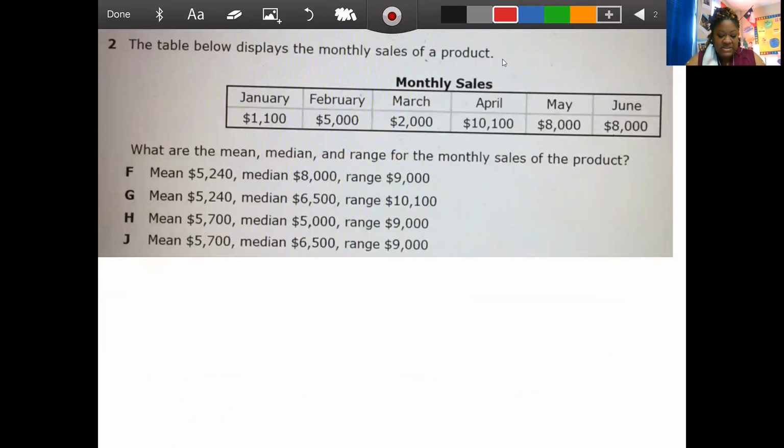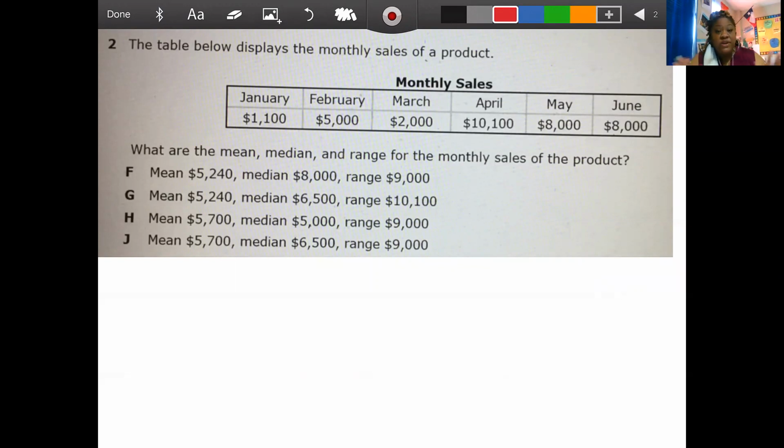Number 2, the table below displays the monthly sales of a product. So January was 1,100, February was 5,000, March was 2,000, April was 10,100, May was 8,000, June is 8,000. What is the mean, median, and range for the monthly sales? Well, always do the easiest ones. Mean is the hardest, so I would not do the mean. So let's do the median and the range, okay?